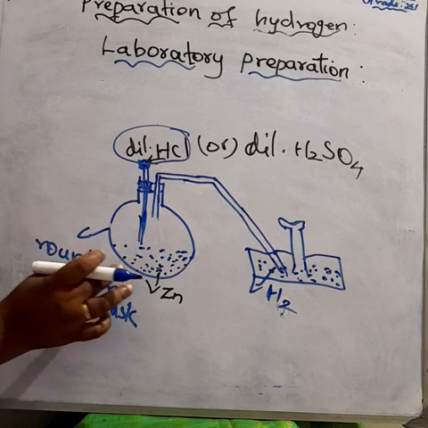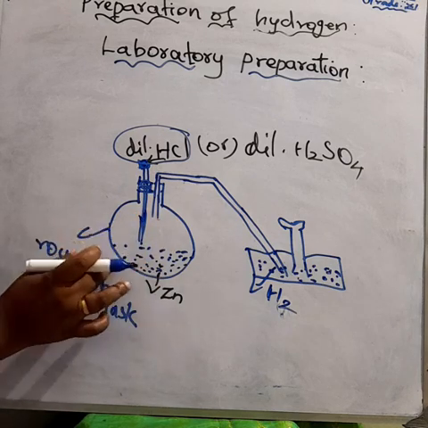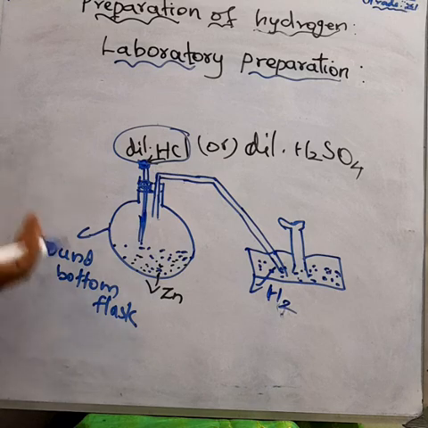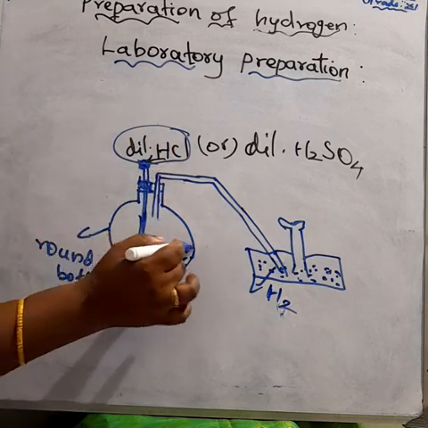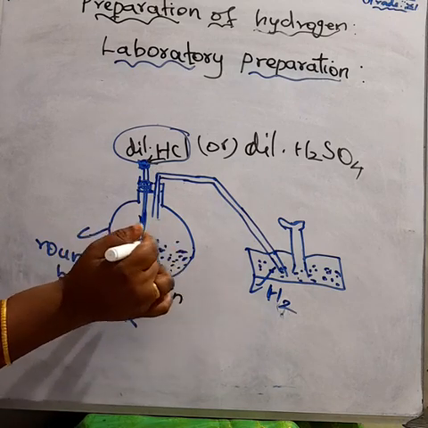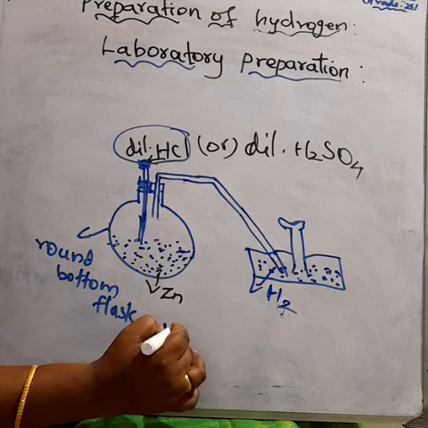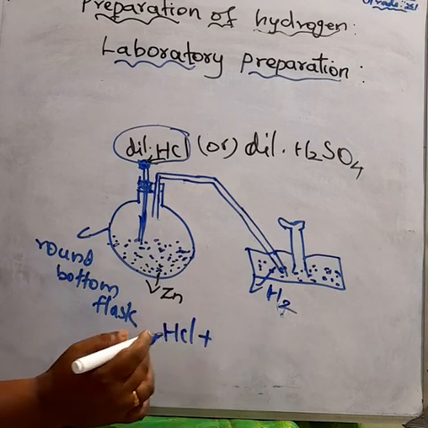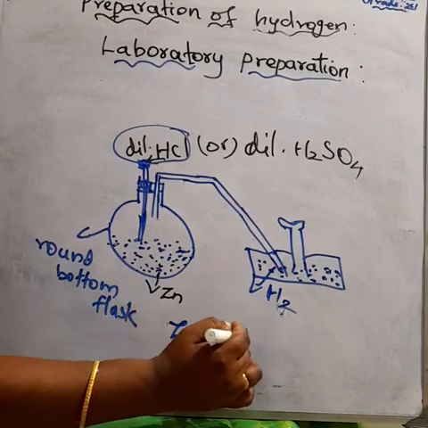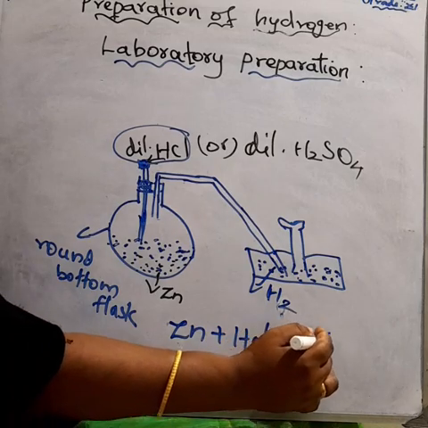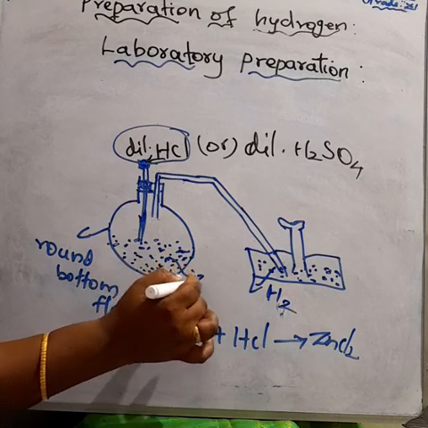We take zinc dust in the round bottom flask, and dilute hydrochloric acid is also poured into the round bottom flask. When hydrochloric acid reacts with the zinc, a displacement reaction takes place. The zinc displaces the hydrogen from the hydrochloric acid, so it forms zinc chloride. It is left in this round bottom flask, and hydrogen gas is evolved.